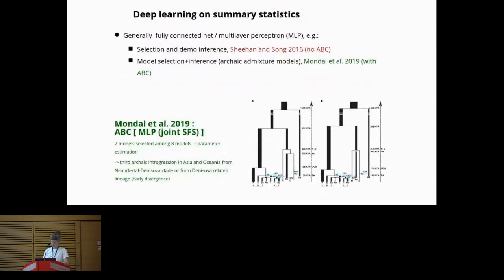Okay. One example, if you've seen Janet Kelso's keynote talk on Sunday, you know that people are very interested in inferring admixture between archaic and modern human populations. And so this paper used a deep neural network based on summary statistics to investigate whether there was a third archaic introgression in Oceania.